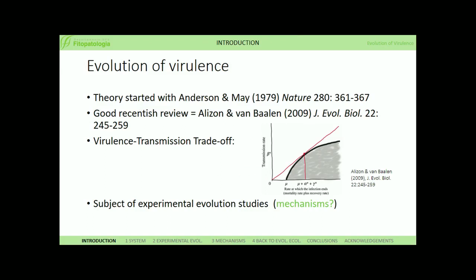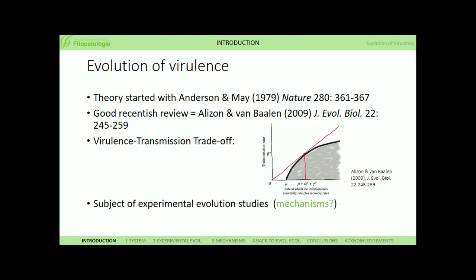To introduce the theory, I started with Anderson and May, basic epidemiological theory, where you have a trade-off between virulence and transmission. For anyone who's not up on this theory, a very useful review is this one by Alizon and Minus van Baalen from 2009, and this figure is from that. You'll probably recognize the figure as optimal foraging, basically. It's optimal foraging, but you just change the axes. So from here to here would be virulence, mortality caused by the pathogen, and this is trade-off with transmission. And there's some optimum, not zero virulence and not maximal virulence, but somewhere in the middle.